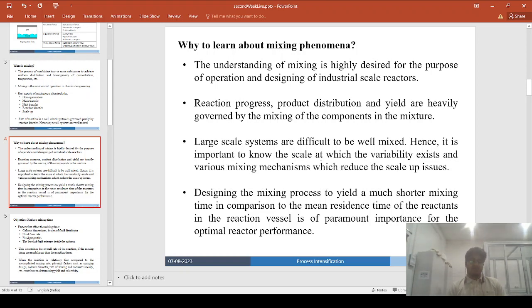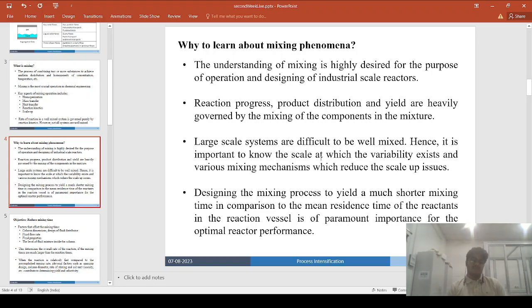Similarly, the reaction progress, product distribution and yield are heavily governed by the mixing of the components in the mixture. If the reaction involves a multi-phase system and the phases are not in very good contact, if mixing has not happened, and the surface area to volume ratio between them is very low, the reaction will not happen and the reaction progress will not be high. Because the reaction progress is very low, the product distribution within the entire system would be very low, and thus the yield will be very highly affected and be very low.